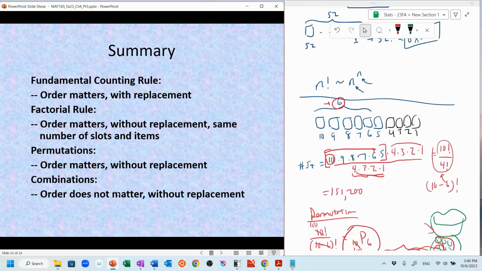The rest are choosing without replacement: factorial, permutations, and combinations. Remember that the factorial rule and permutations really are kind of the same rule. Factorial is just a special case of the permutations rule, or permutations is a generalization of the factorial rule. The factorial and permutations rules share that order matters and we're choosing without replacement. But the factorial rule has the little criterion that we have the same number of slots and items, which makes the permutations rule a generalization of the factorial rule. And with combinations, the big difference is that order does not matter. Still choosing without replacement, but order does not matter.